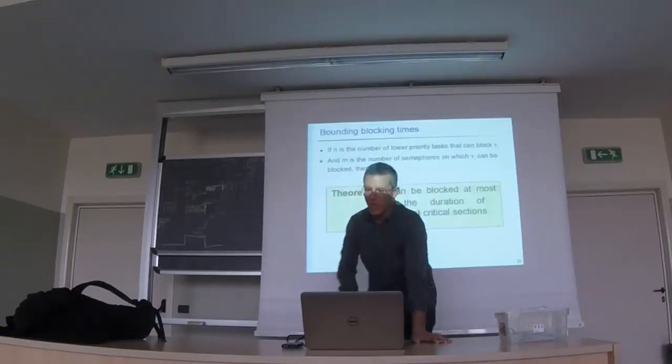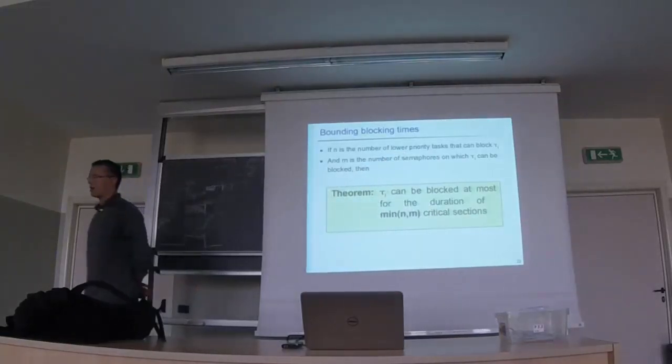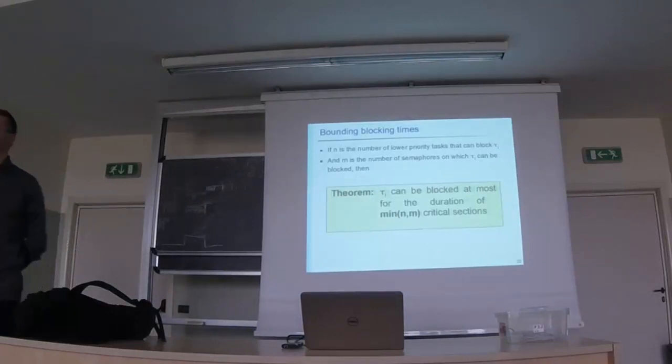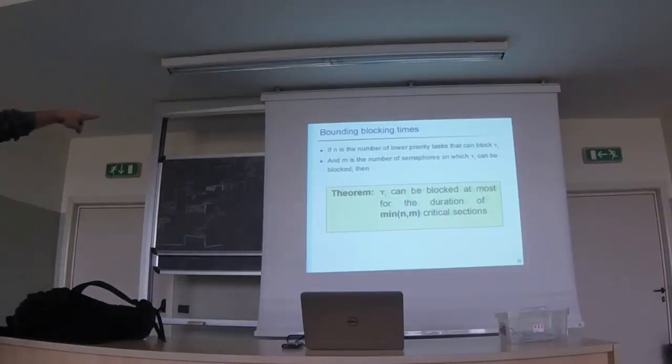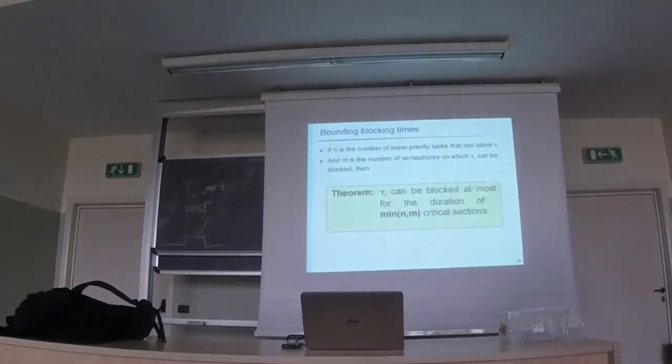Okay, so let's now try to bound these blocking times. I told you I can block at most once for each of those semaphores, either directly blocking me or blocking me with push-through. So let M, like Milan, be the number of semaphores on which tau i can be blocked. These are the semaphores that we identified in the previous slides. I can be blocked at most M times, M of these either direct or push-through blocking semaphores.